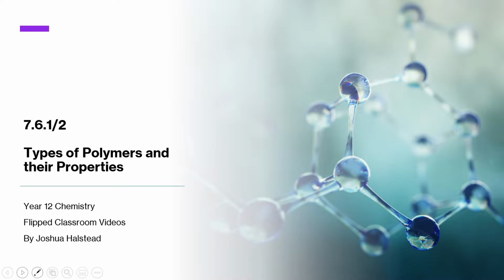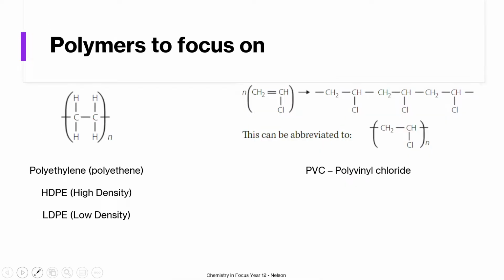This is our final video for the module. We're going to be looking at polymers, that's what we started looking at in the previous video, but in particular our focus is going to be on the different types of polymers and the properties that are associated with them. Let's get into it.